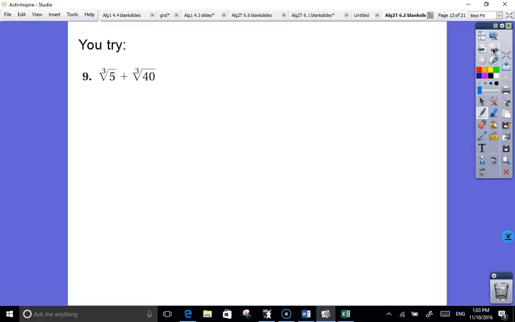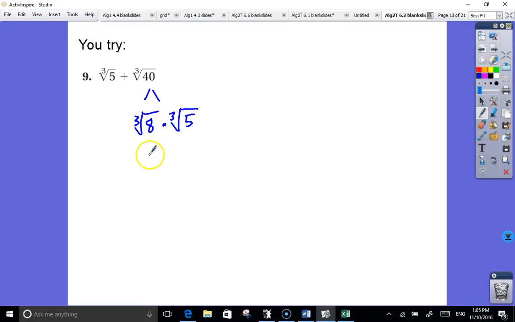So try that one. See if you can figure out how to add those two. So are those like radicals? As written? No. Could you simplify the cube root of 40? How did you break down the 40 so that it could be simplified? The cube root of 8 times the cube root of 5. Good. Right. Make that the cube root of 8 times the cube root of 5.